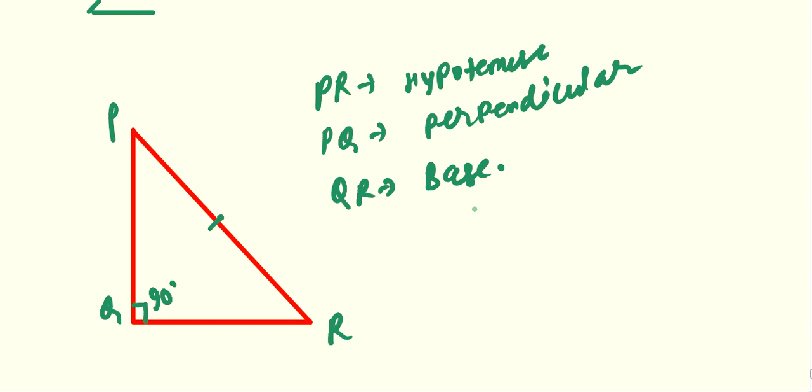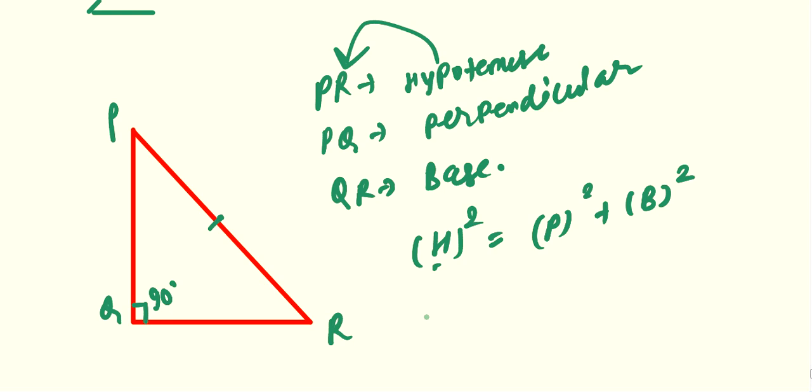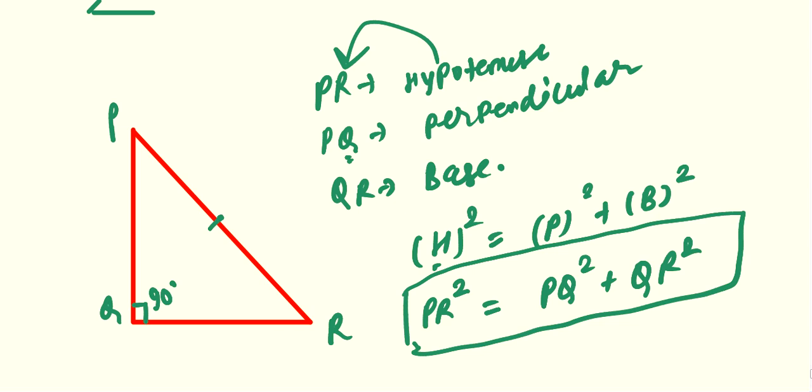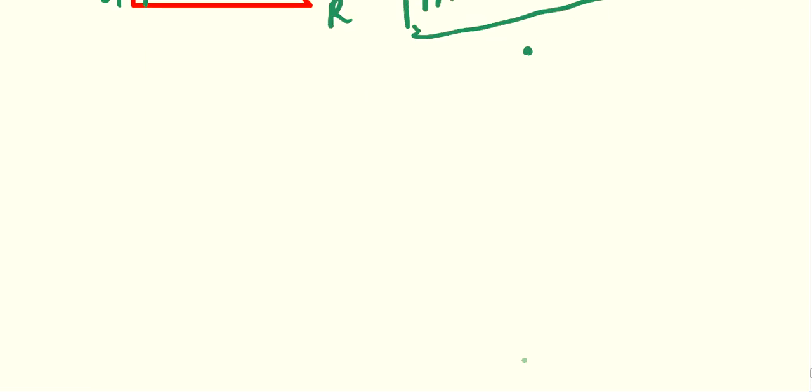Now you have to apply the Pythagoras theorem. So hypotenuse square equals perpendicular square plus base square. Now your hypotenuse is PR, so you have to write PR square equals perpendicular square. Perpendicular is PQ, so PQ square plus base is QR, so QR square. Like this you have to apply the Pythagoras theorem. It's very easy. You only have to substitute values, then you will get answers. I have told you how to identify hypotenuse, perpendicular and base.